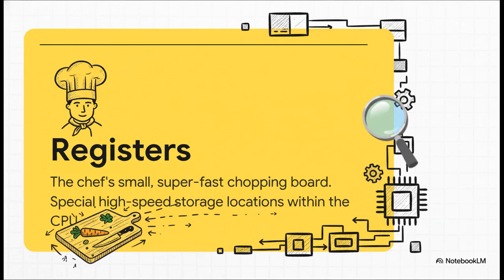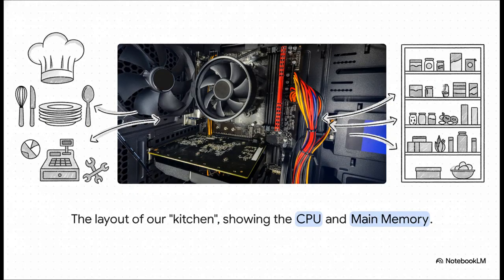And finally, we have registers. Now, think of these as the chef's personal workspace, like a small, super fast chopping board right there on the counter. Instead of running all the way to the pantry for every single little ingredient, the chef keeps whatever they're working on right this second on this board for instant access. It's all about speed.